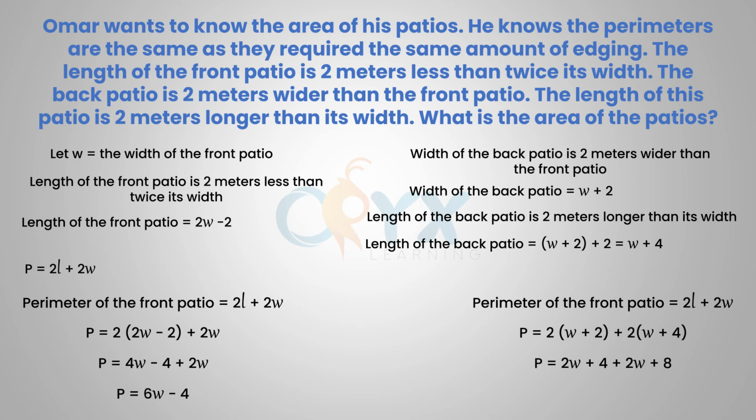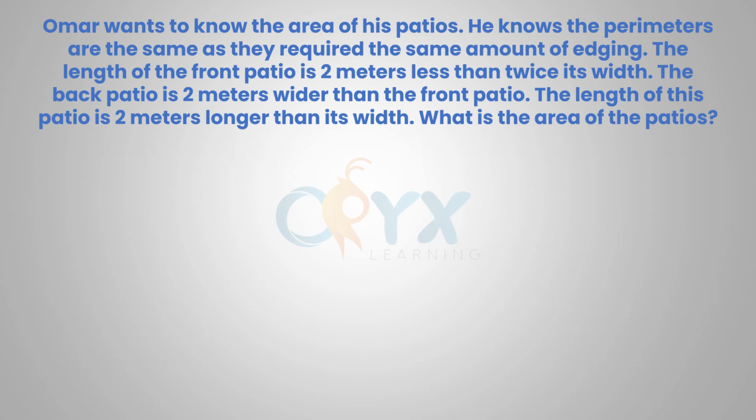We can combine our like terms. 2W plus 2W will give us 4W. 4 plus 8 is 12. So the perimeter of the back patio is 4W plus 12. Right, now I can set the two perimeters equal. So I have 6W minus 4 equals 4W plus 12.